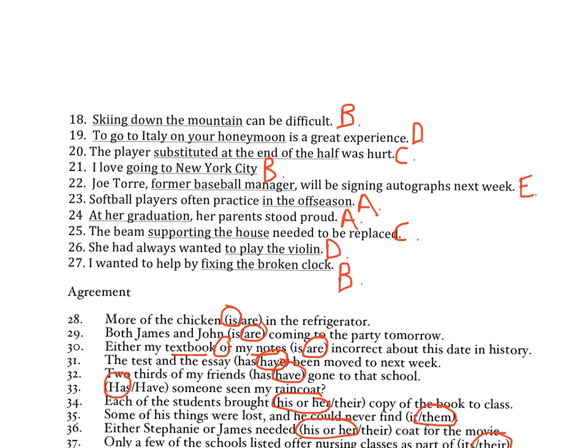I wanted to help by fixing the broken clock. Now, interestingly, we have an ing form of the verb here. When you have an ing form of a verb follow a preposition, it's frequently a gerund phrase because it's acting as the object of that preposition. I wanted to help by, right? What am I doing? By what? By fixing the broken clock. So fixing the broken clock is a noun acting as the object of the preposition by. You have a gerund phrase here.